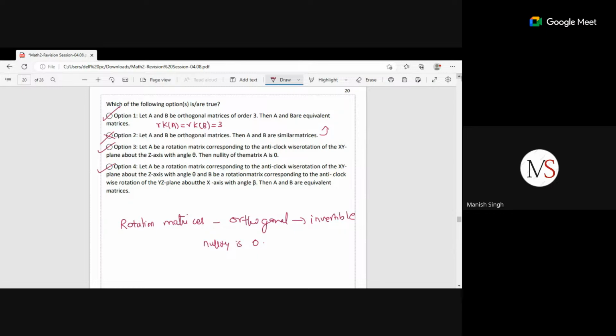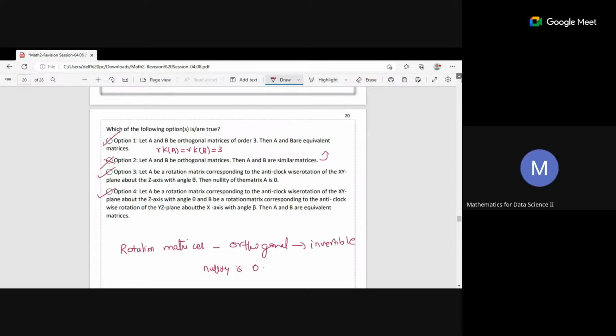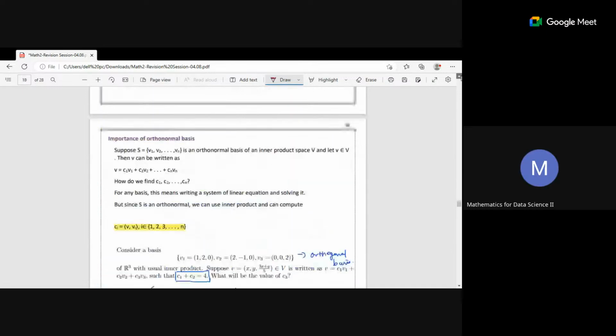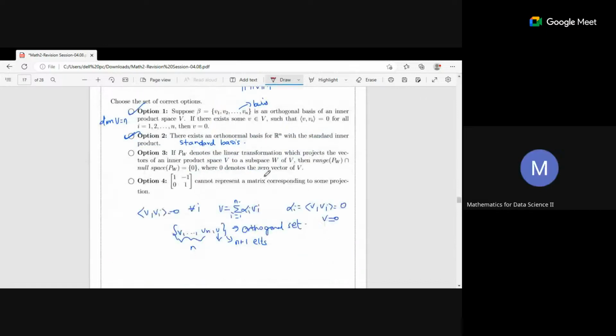Okay. Fine. There was one more problem which I left halfway. That was a projection, madam, I guess. Yeah. So if PW denotes the linear transformation which projects the vectors of an inner product space V to a subspace W of V, then range of PW intersection null space of PW is singleton 0. Is that true?